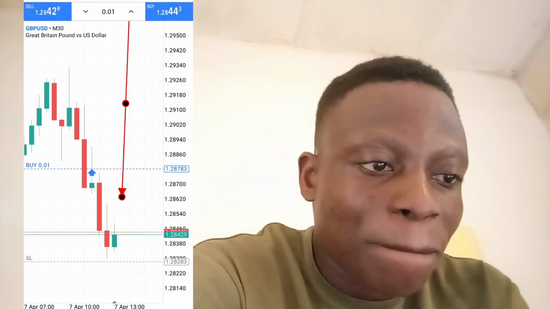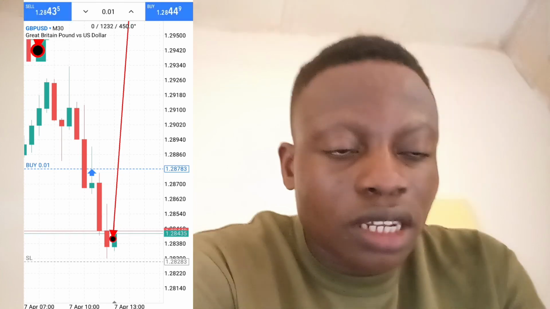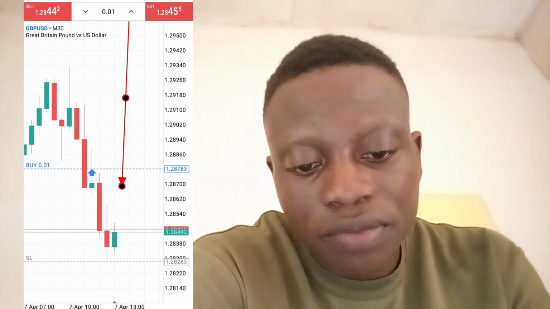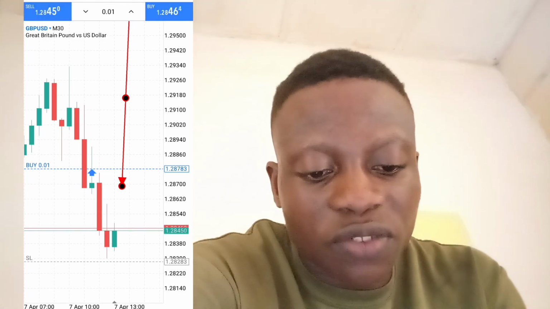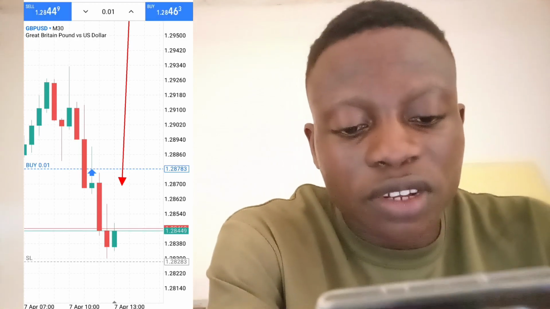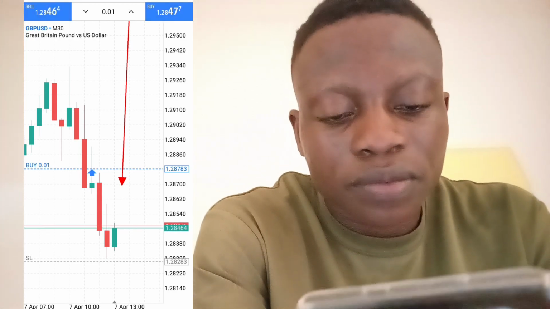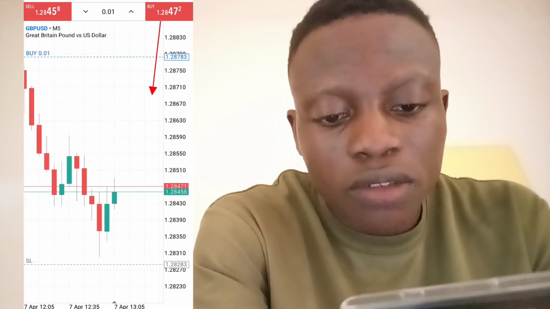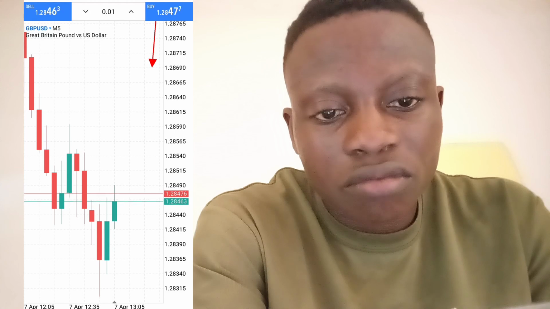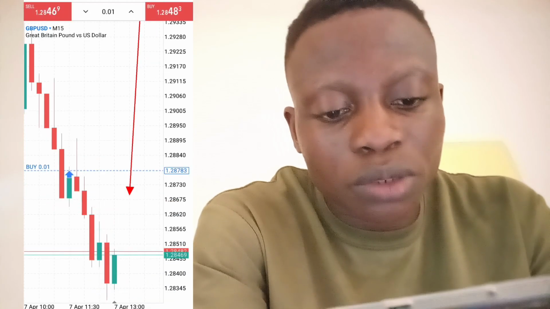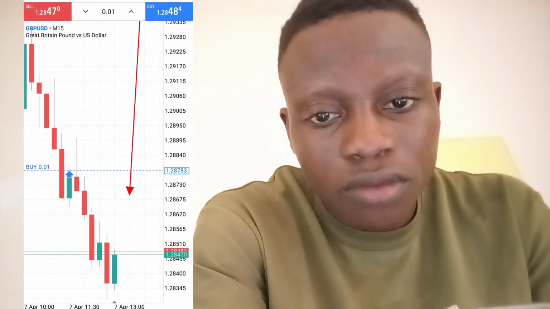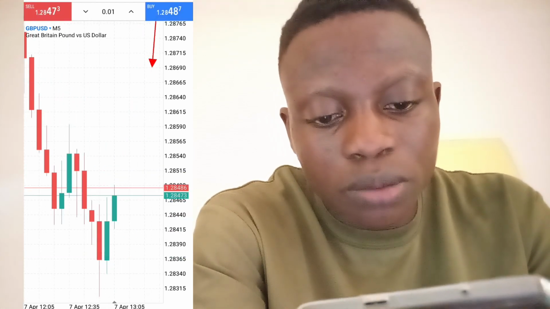So this candlestick is the only hope. Let me see the 5-minute candlestick. Let me delete this arrow first, then I'll see the 5-minute candlestick. Okay, let's see how it will be. It's not too bad, but let's see how it will be.